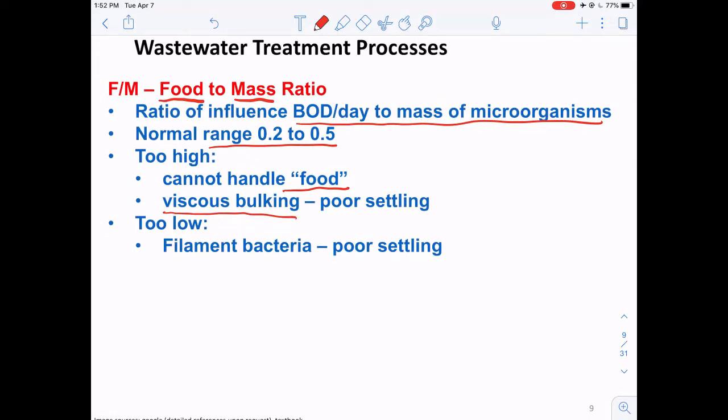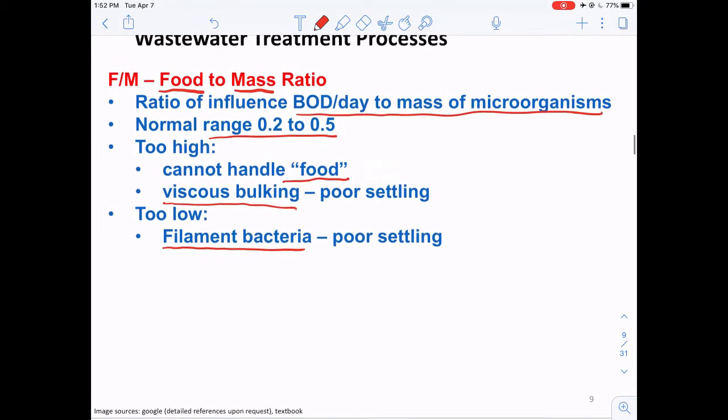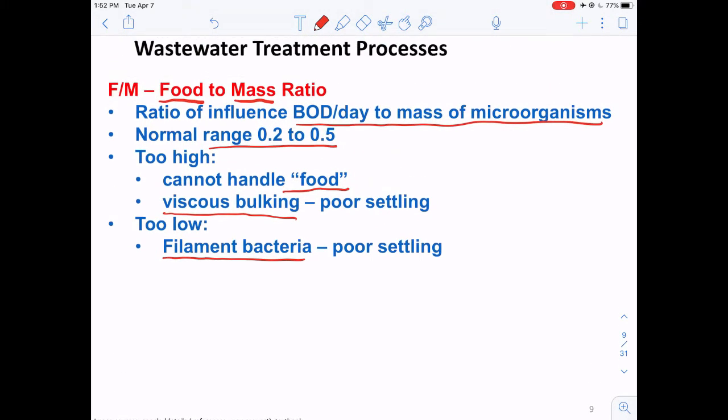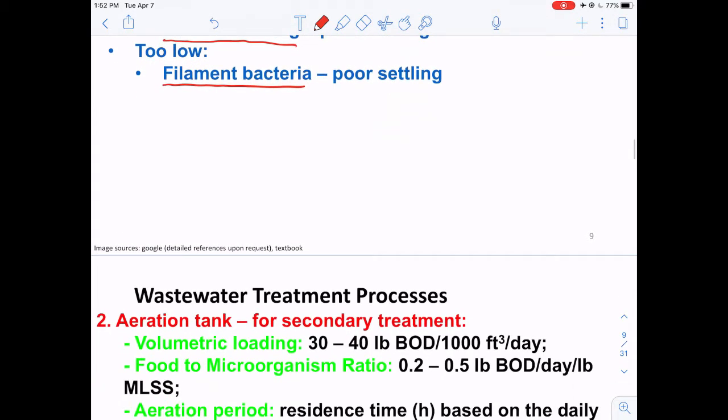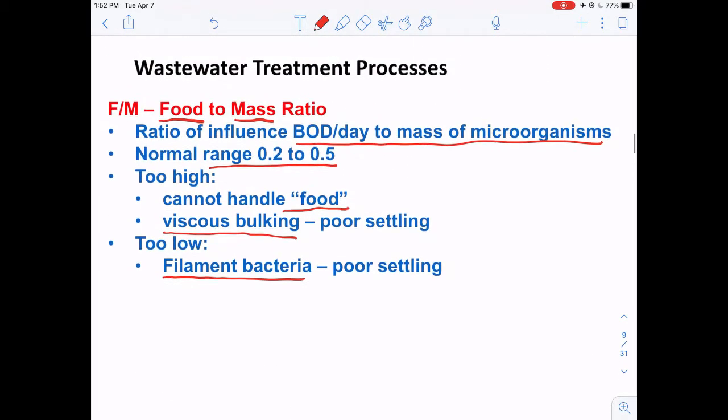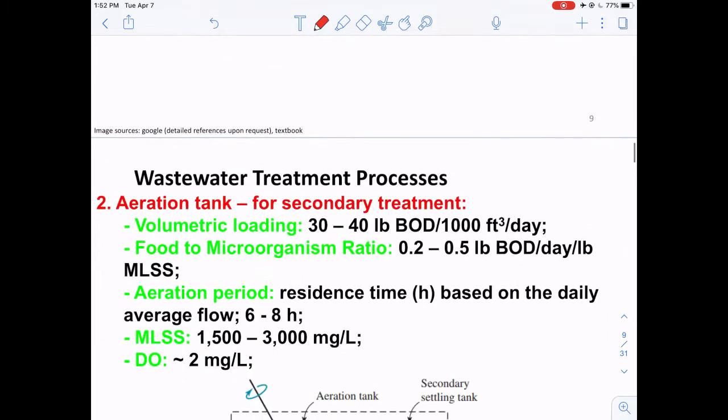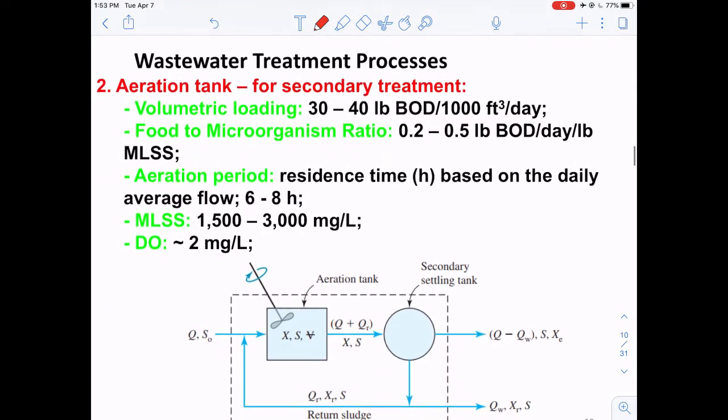And also we don't want this value to be too low, because if the F over M is too low, it's going to increase or promote the growth of the filament bacteria again, and this is again causing the poor settling. So you can see that there are a lot of parameters that we need to pay attention to when we're trying to design these activated sludge process. Okay, so we'll also go through some exercise problems to get you more familiarized with these parameters.